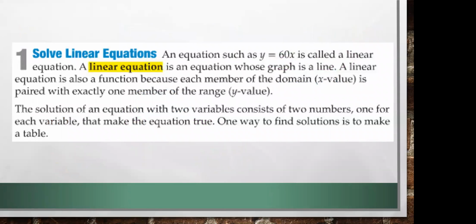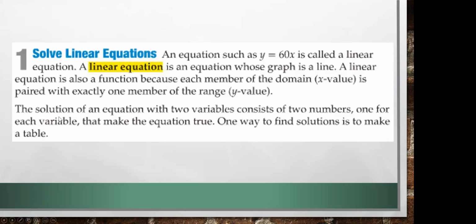Okay, next section talks about solving linear equations. So here we have an example, y equals 60x, that's a linear equation. A linear equation is an equation whose graph is a line, okay? A linear equation is also a function because each member of the domain, the x values, is paired with exactly one member of the range. That's how you get a straight line, right?